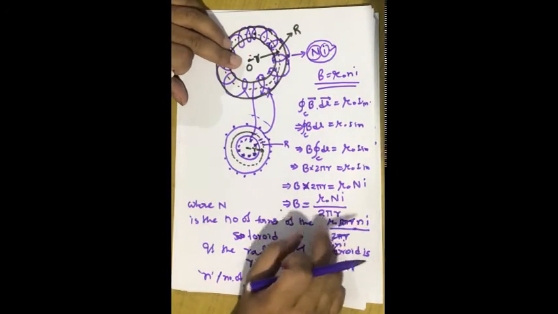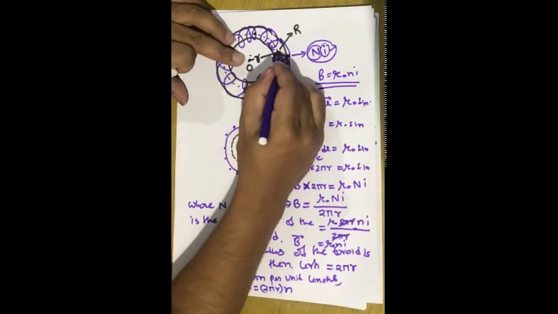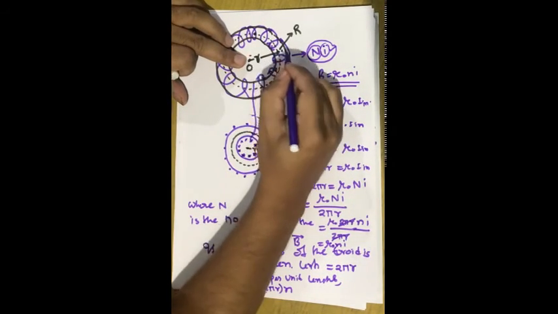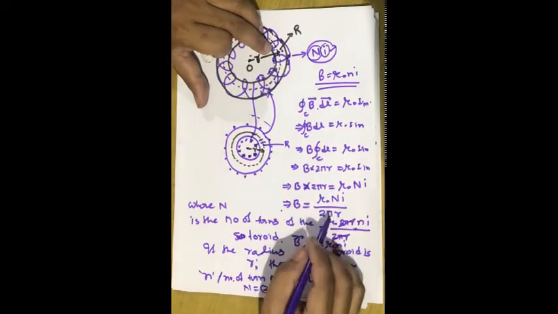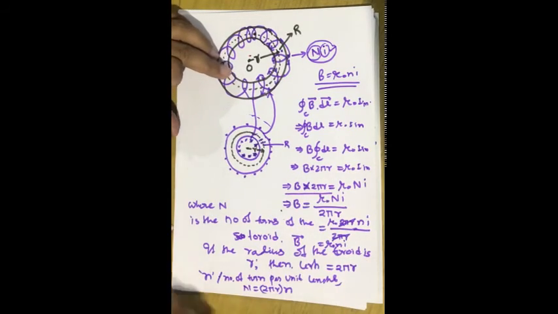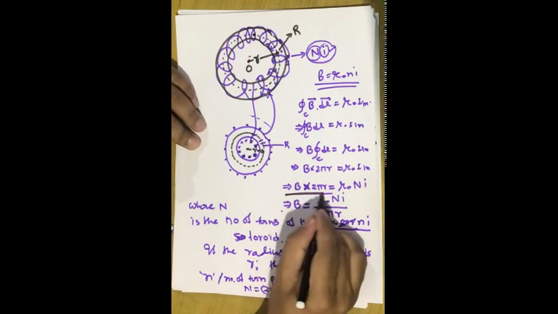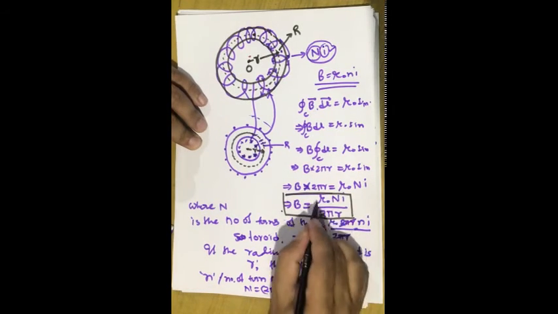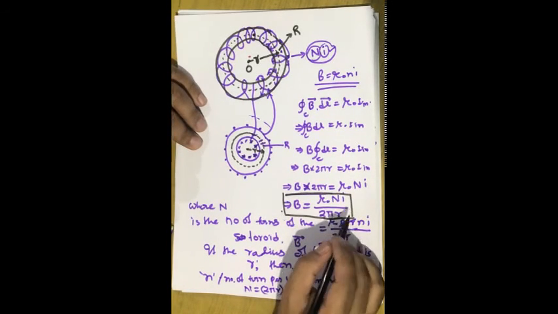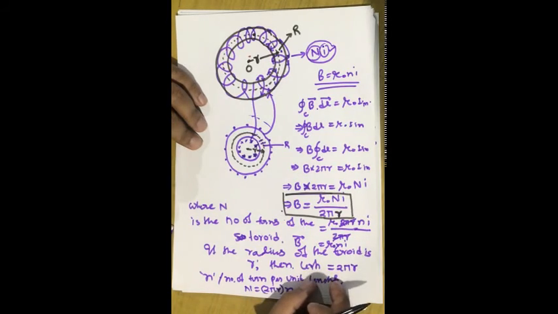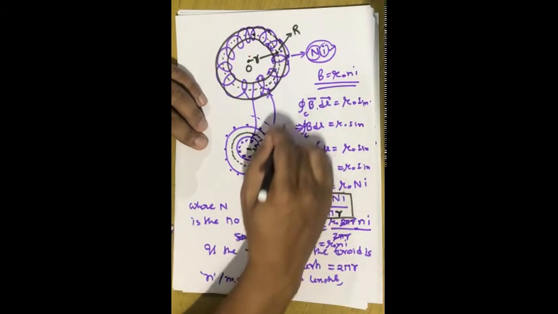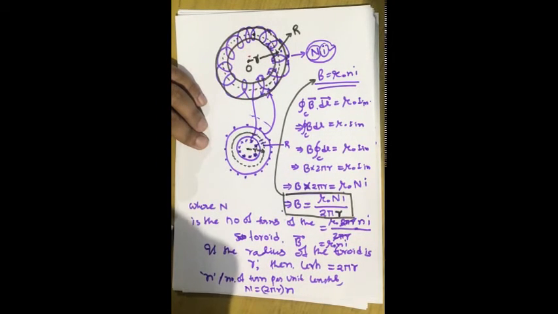For any other value, you have to use this expression. If r is not the radius of the toroid, suppose r is at this point, it is still inside the toroid but greater than the radius of the toroid, then in order to find the magnetic field, you have to use this expression: B is equal to mu naught capital N I divided by twice pi r. And if small r is the radius of the toroid and there are small n turns per unit length, in that case this expression will turn into B is equal to mu naught n I. Okay, so let me revise everything once again.